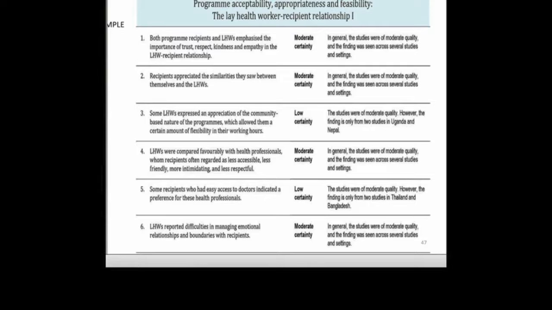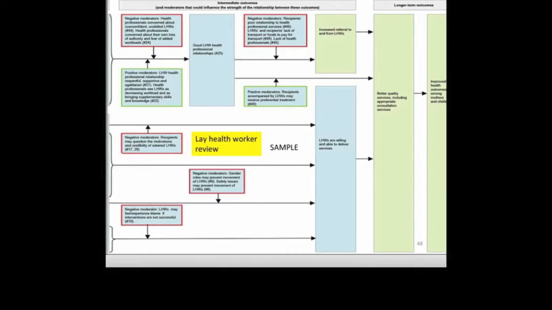And what this sort of information can contribute to the whole is that it allows you, and I'm fully aware that this is very small for you to see, but on the right-hand side, you see the overall outcome of the review, improved health outcomes among mothers and children, and some of the more secondary outcomes like better quality services, including appropriateness of consultation services. This is actually evaluated through the quantitative one, but the nice thing is that the qualitative synthesis identified a lot of negative and positive moderators in that relation between lay health workers and clients or other health professionals.